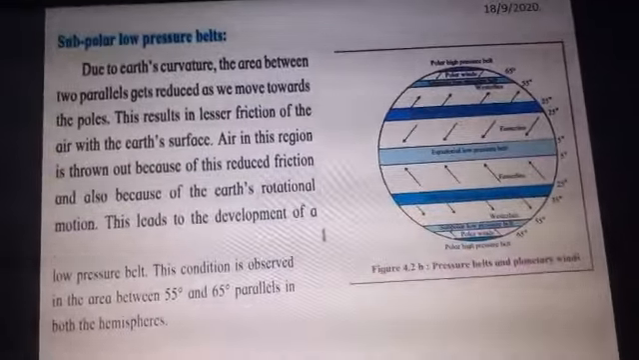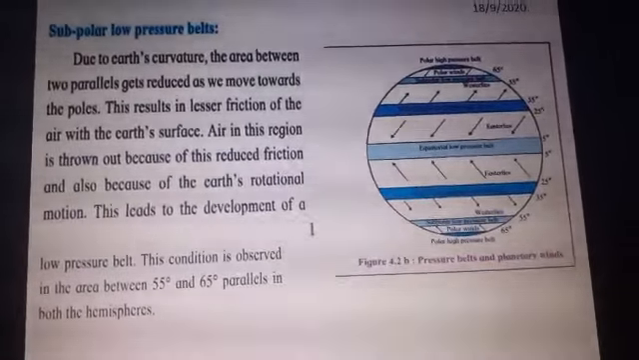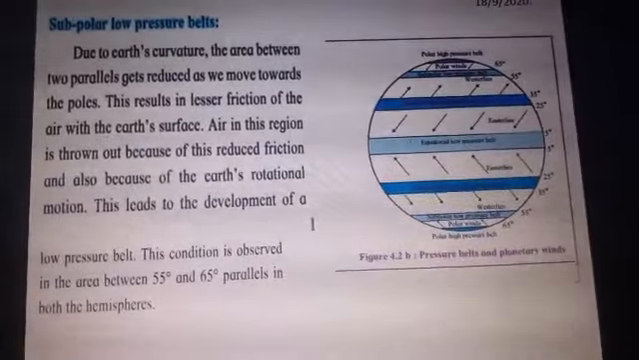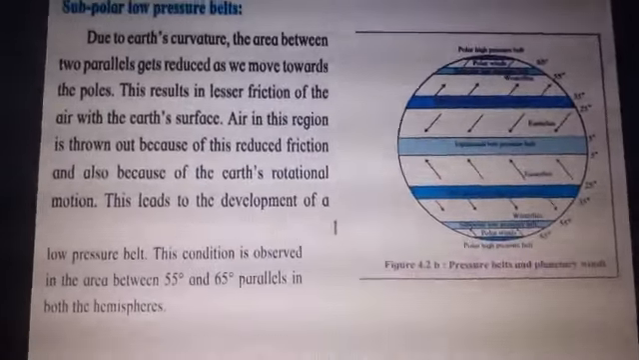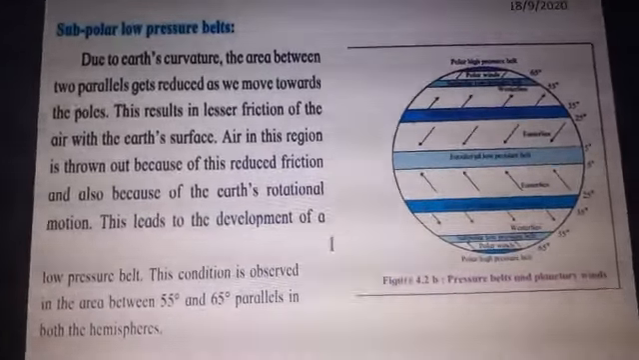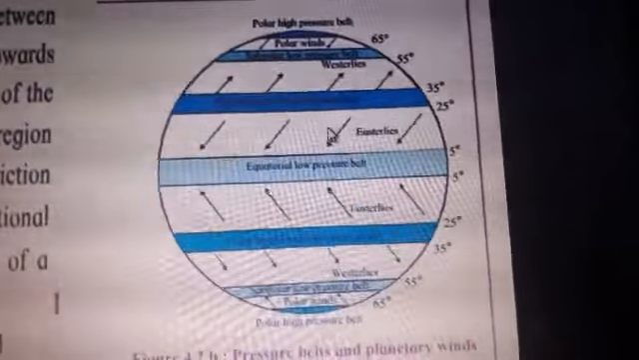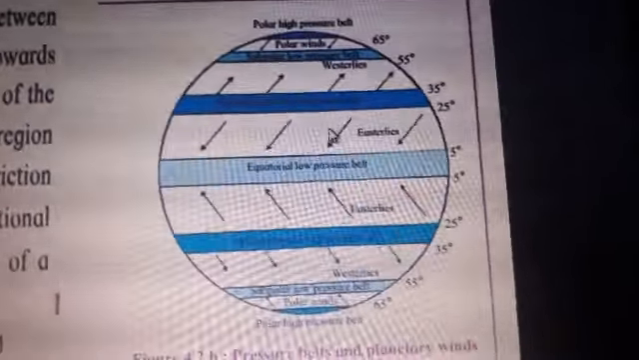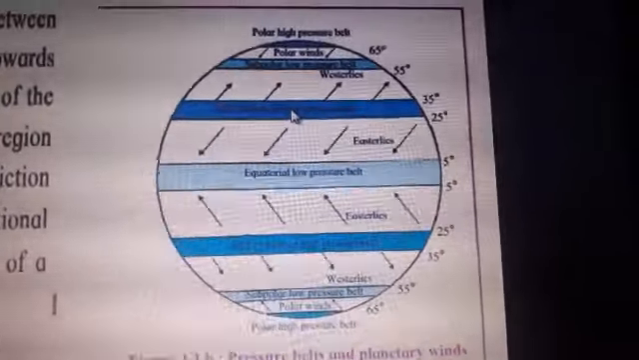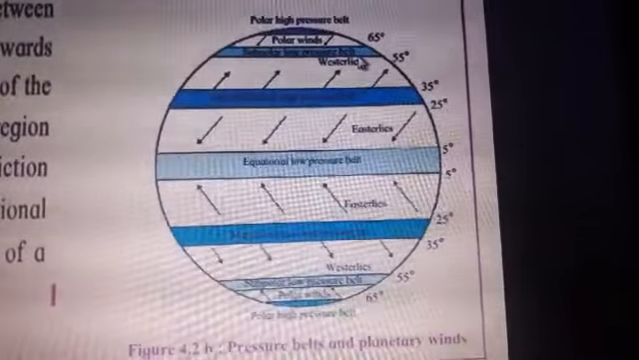Last week's lecture, children, we studied the 2 pressure belts, that is the equatorial low pressure belt and the second one, the mid latitudinal high pressure belts. Now today we are going to study the subpolar low pressure belts. Okay, let us see the subpolar low pressure belts. We can see here in the diagram. We will study with the help of the diagram so that your concept becomes clear. Now we have studied these 2, equatorial and the mid latitudinal high pressure belts. Now we are going to study the subpolar low pressure belt.